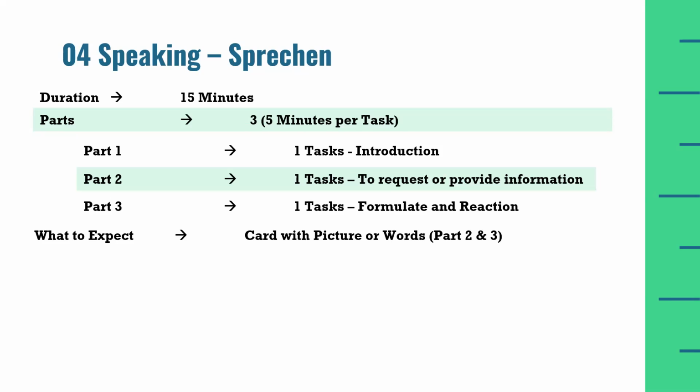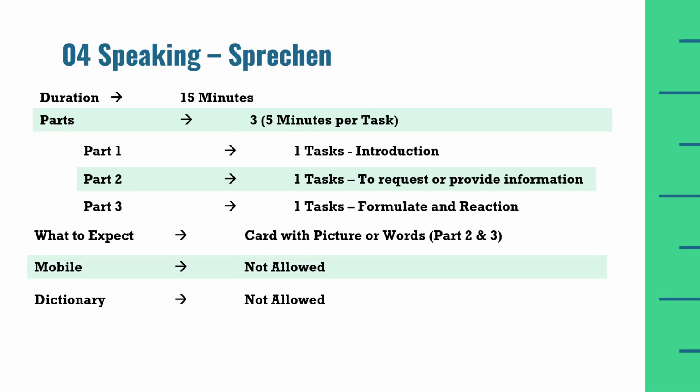In the second part of the speaking section, we will be given one task in which we have to either request some information or provide some information which is related to the word or the picture that is given on the card. In the third part of the speaking section, we may have to formulate one sentence or provide a reaction regarding the word or the picture which is available on the card. We cannot use mobile and we cannot use dictionary in this part also. And in the speaking section, we can score a maximum of 25 points if we fulfill all the requirements.